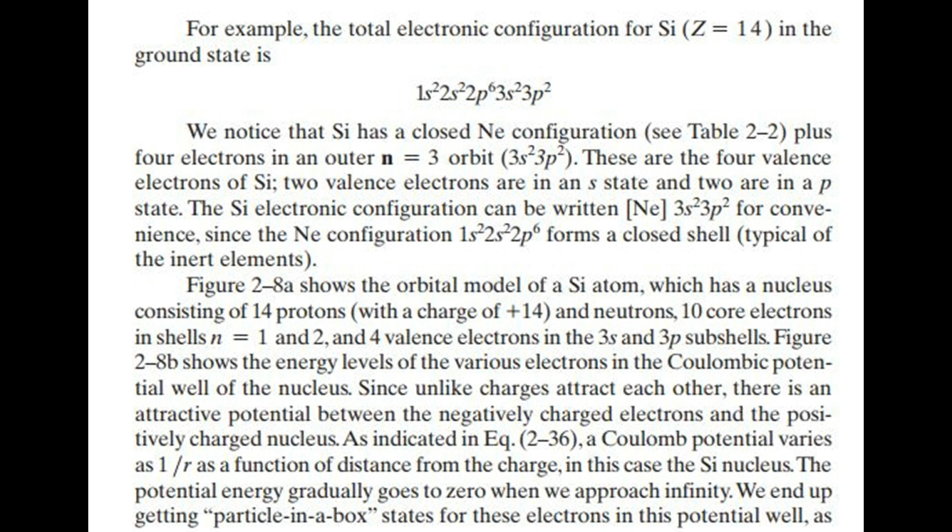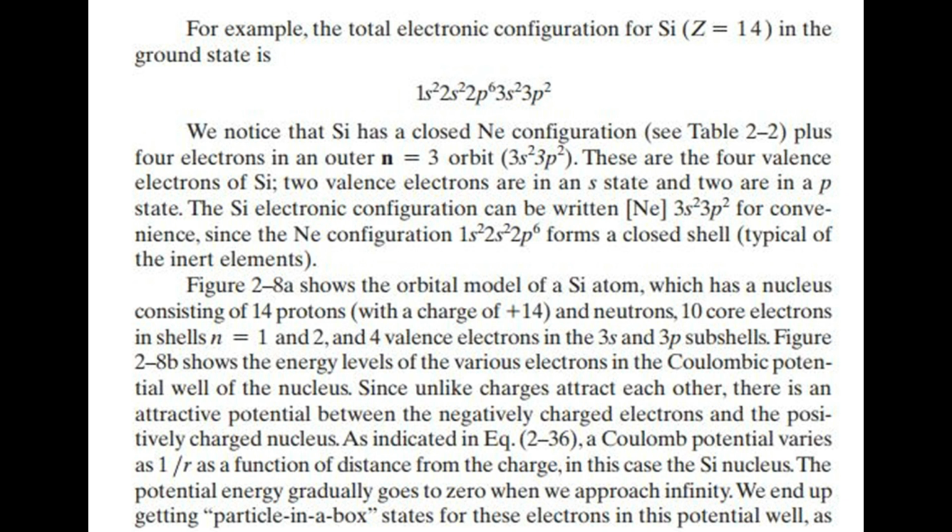Figure 2.8a shows the orbital model of a Si atom, which has a nucleus consisting of 14 protons, with a charge of plus 14, and neutrons, 10 core electrons in shells n equals 1 and 2, and 4 valence electrons in the 3s and 3p subshells. Figure 2.8b shows the energy levels of the various electrons in the Coulombic potential well of the nucleus.